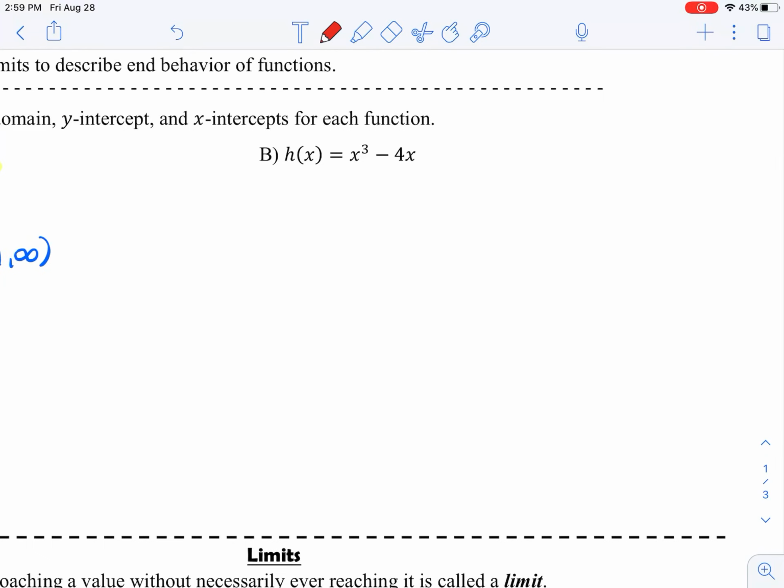All right, next one right here. I want to know the domain. Ask myself, are there any restrictions? No, there are not. There are no square roots and no denominators, so my domain's all real numbers. Next, I need to find my y-intercept. So that is by plugging in 0 for x. 0 cubed minus 4 times 0 is 0. So my y-intercept is (0, 0). And finally, my x-intercept, set your function equal to 0 and solve.